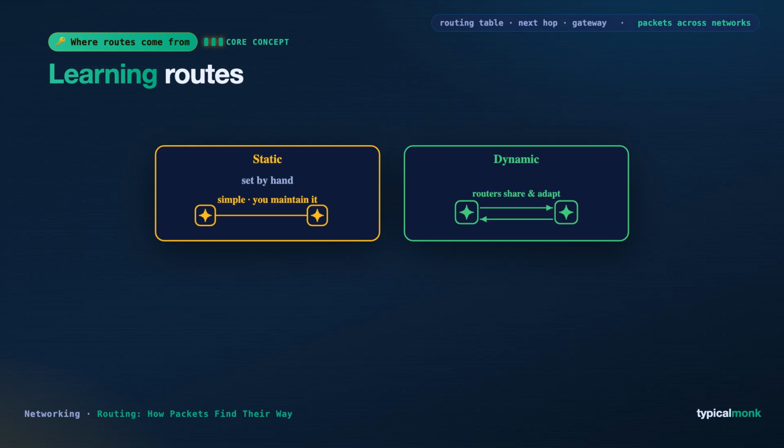The second way is dynamic routing, and it is what makes the internet possible. With dynamic routing, routers automatically share information with each other about the networks they can reach using routing protocols. They essentially talk among themselves: I can reach these networks. What can you reach?